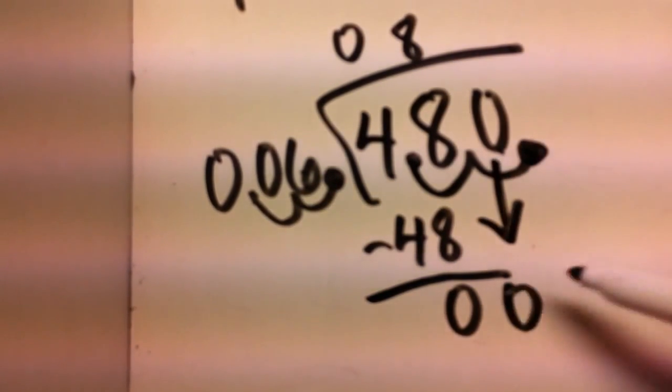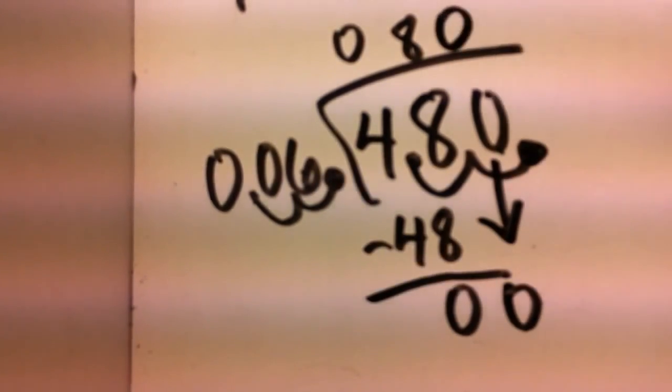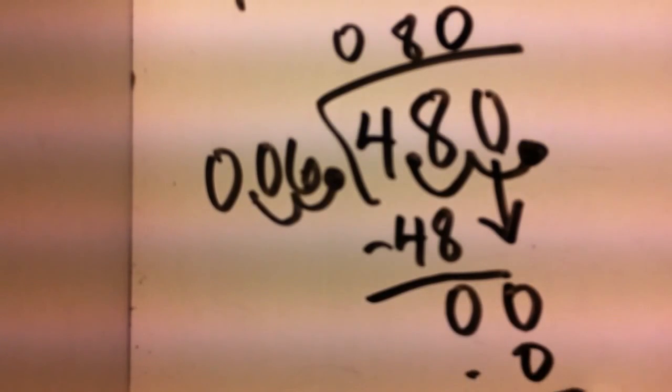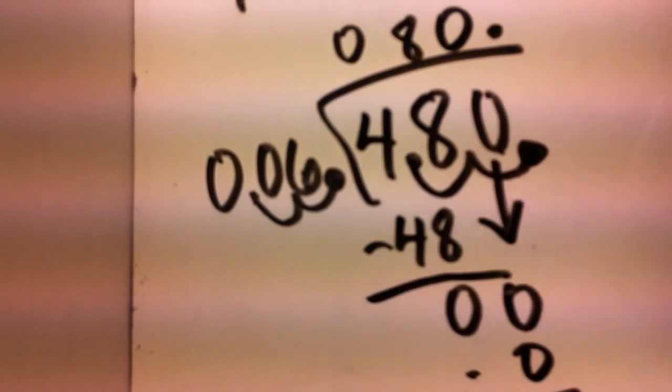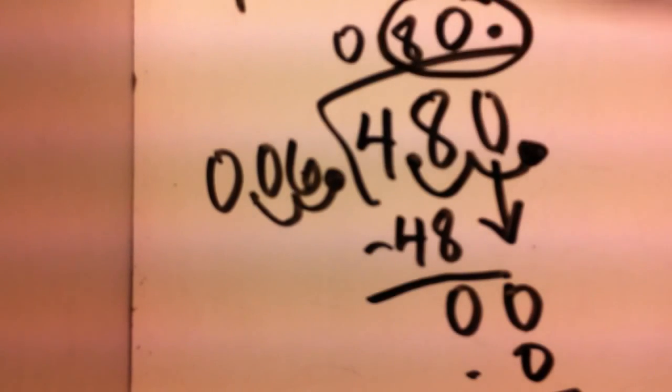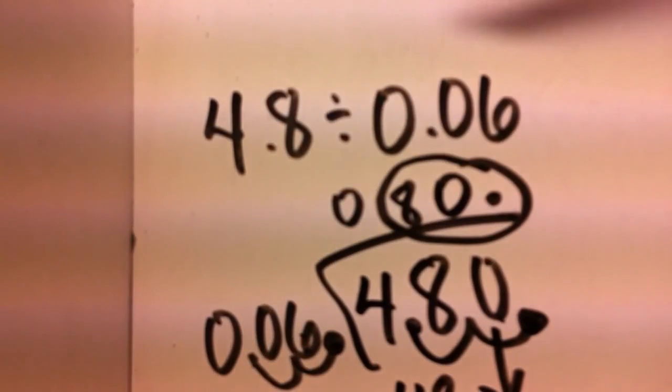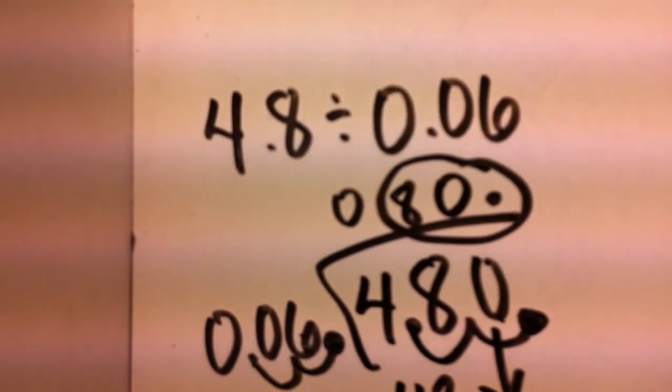So 0 comes down, 6 goes into 0, 0 times. 0 times 6 is 0. And now I'm at the decimal point. I have a remainder of 0. I can stop. 4 and 8 tenths divided by 6 hundredths is equal to 80.